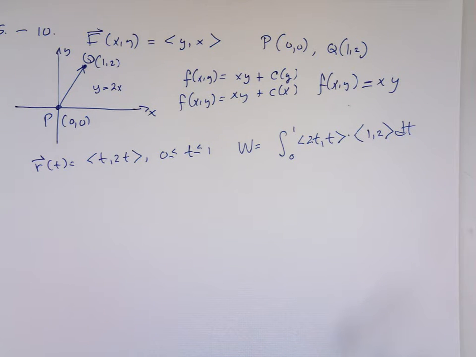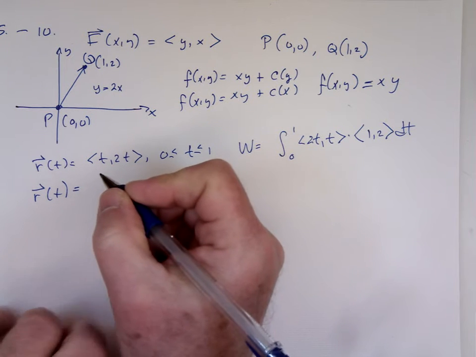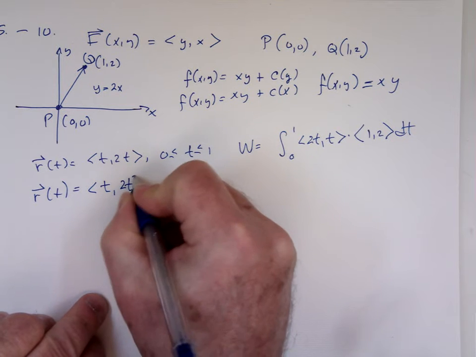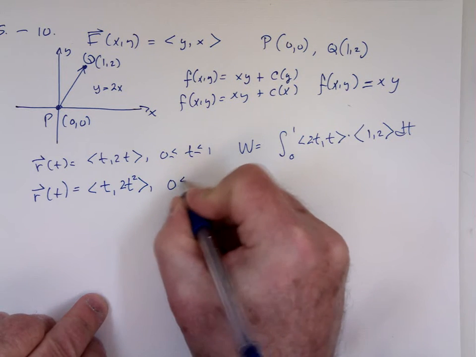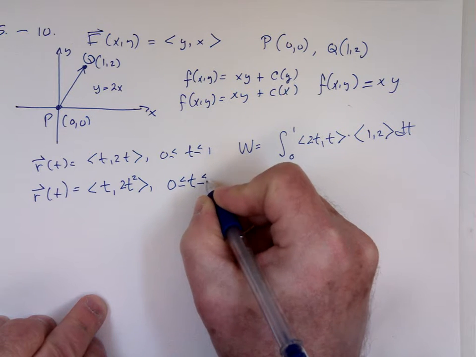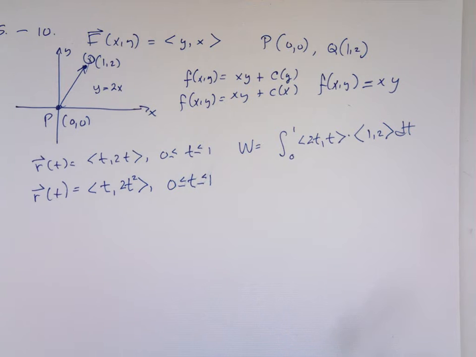So that's one of those down here. It looks like A. Find the parabolic path. Well, y equals 2x squared. If you let x equal t, then y is 2t squared. And that again would go from 0 to 1. But now we're taking a parabolic path from P to Q.